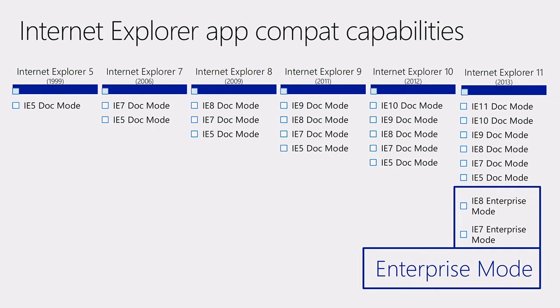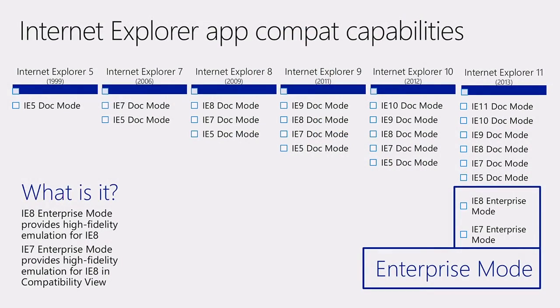And in April of 2014, we issued something called Enterprise Mode. Now, Enterprise Mode is higher fidelity emulation for older versions of Internet Explorer. Think of this as a better emulation than the document modes that were built into IE11 when we first shipped it.